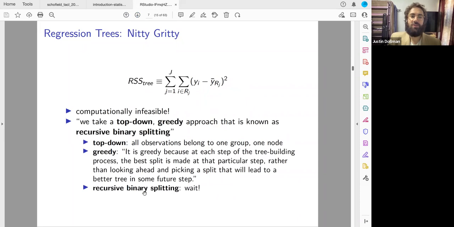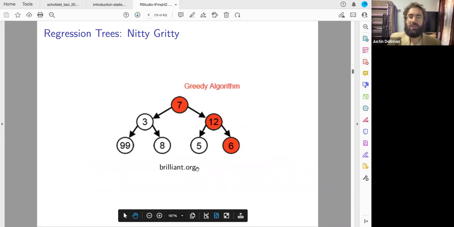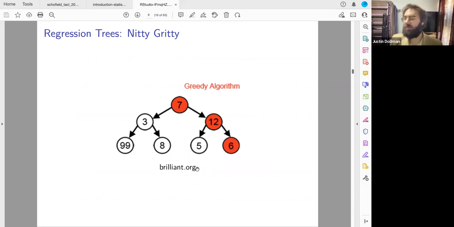But I did want to say, recursive binary splitting, I'm going to put that on hold for a second. So this is from this website, brilliant.org. I don't know if you all have heard of it, but they have basically wikis for different things. So they have a wiki for greedy algorithms. And I mentioned that greedy algorithms can cause some problems. Basically the problem is finding local minima or local maxima as opposed to the global ones. So here they have a really nice, very clear example of this.